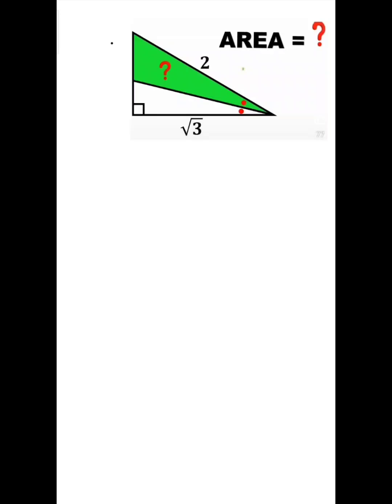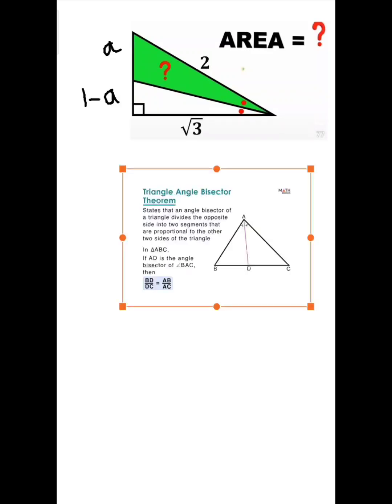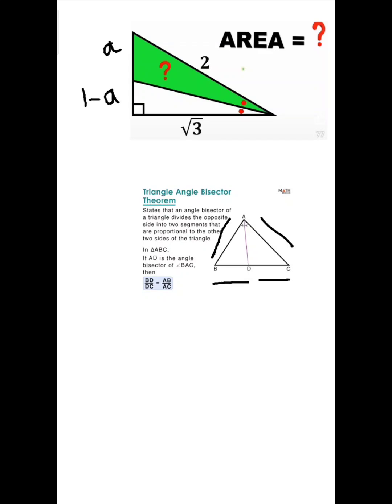Now supposing the height of the green region, or green triangle, is A, it will be 1 minus A, as this is a 1 unit triangle. Now according to the triangle angle bisector theorem, which states that an angle bisector of a triangle divides the opposite side into two segments that are proportional to the other two sides of the triangle, B times D over D times C is equal to A times B over A times C.